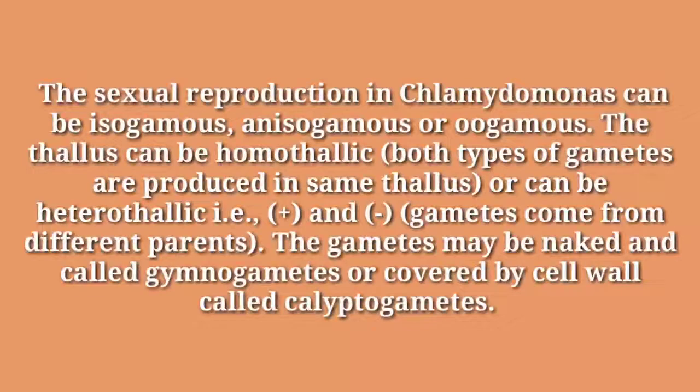Sexual reproduction. The sexual reproduction in Chlamydomonas can be isogamous, anisogamous or oogamous. The thallus can be homothallic, both types of gametes are produced in same thallus, or can be heterothallic, i.e., plus and minus gametes come from different parents. The gametes may be naked and called gymnogametes or covered by cell wall called calyptogametes.